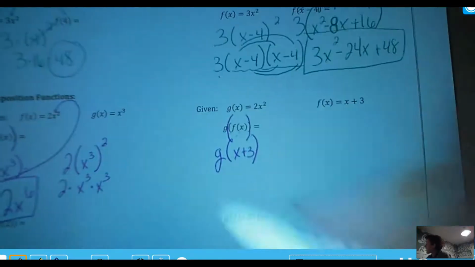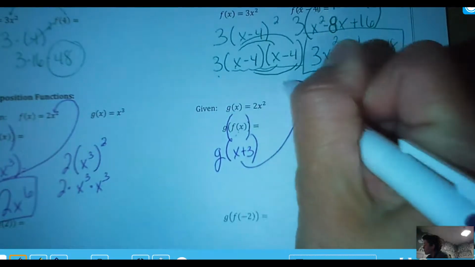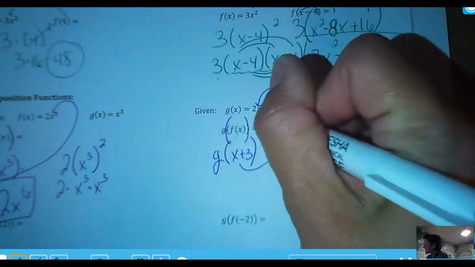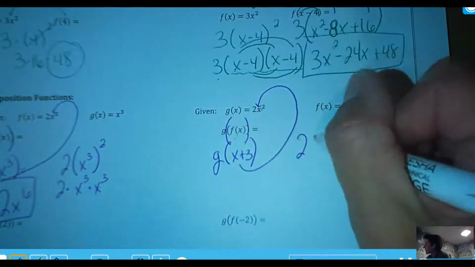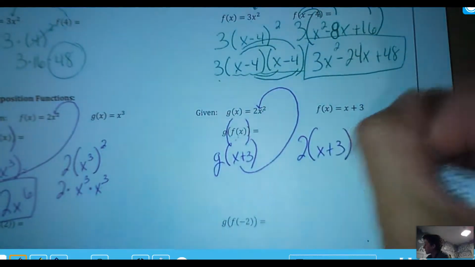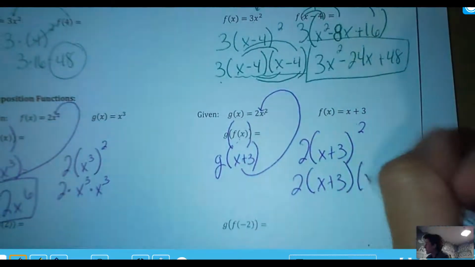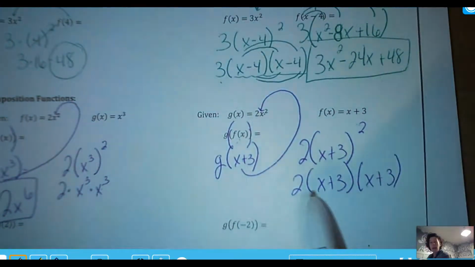And then all of this is going to go right where that x is. So it's going to be 2, and then instead of x being squared, all of this will be squared. And again, that (x plus 3) squared just means there's 2 of these.